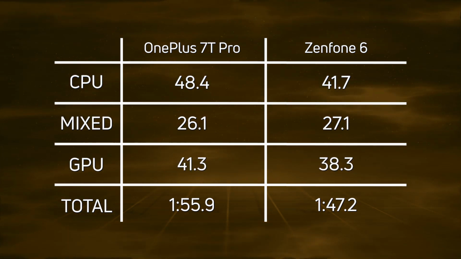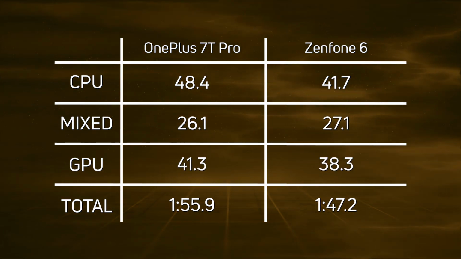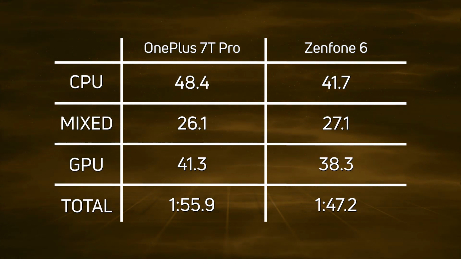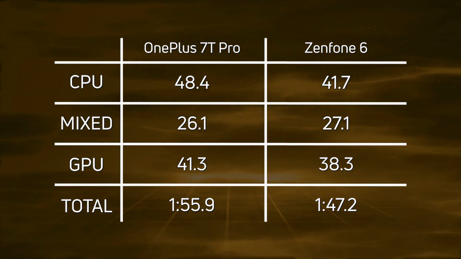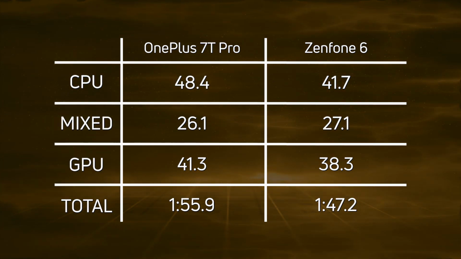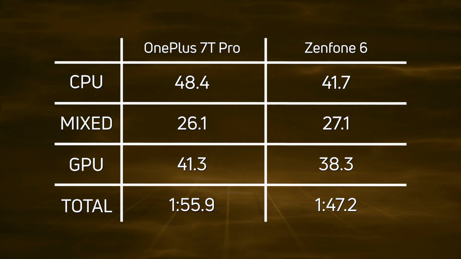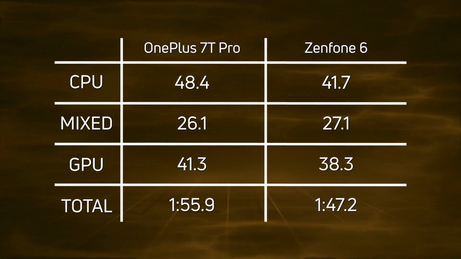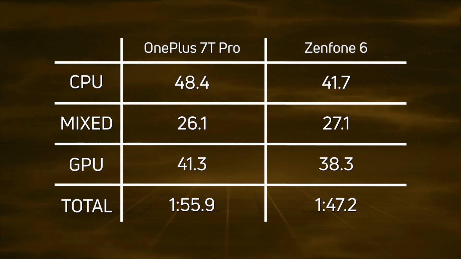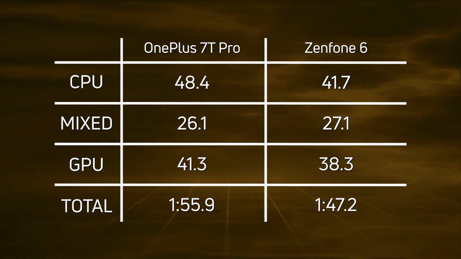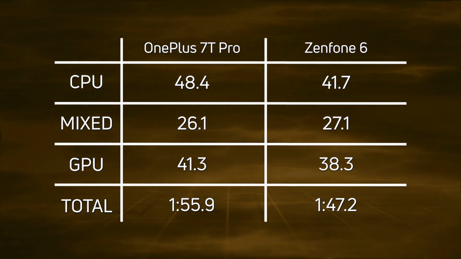But then when we get into the GPU tests, we see 41.3 versus 38.3. Of course, Quad HD versus Full HD. So actually the OnePlus 7T Pro did very well considering the number of pixels they had to push around. But when you add up all those numbers, there's no denying it. The Zenfone 6 came in first, 1 minute 47.2.